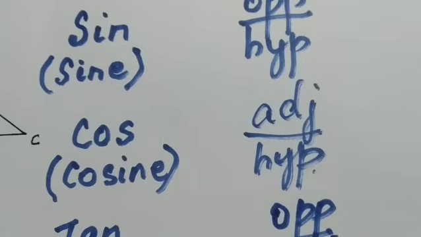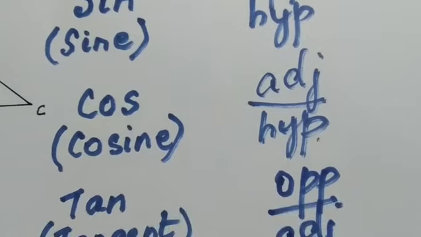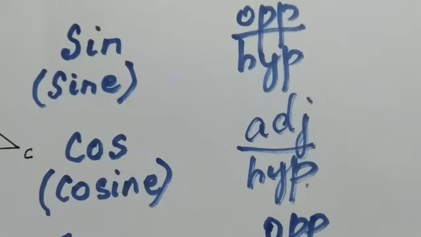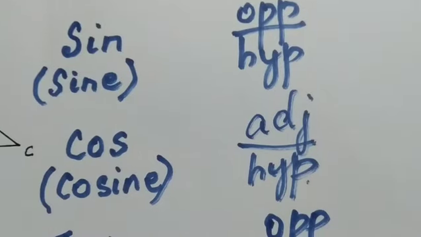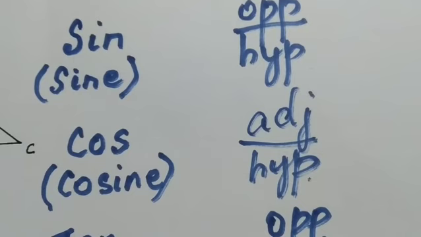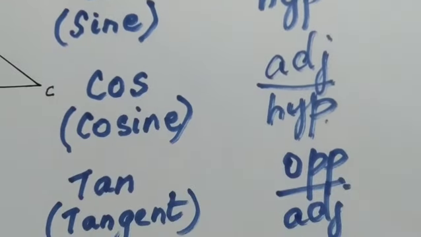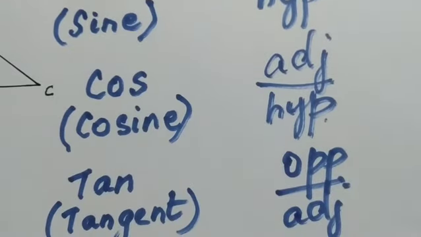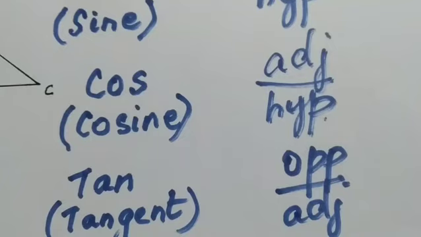So now we know what the three ratios are: sine, cos, and tan. Sine compares the opposite side with the hypotenuse. Cos compares the adjacent with the hypotenuse. And tan does not bother about the hypotenuse because it compares the opposite by adjacent.